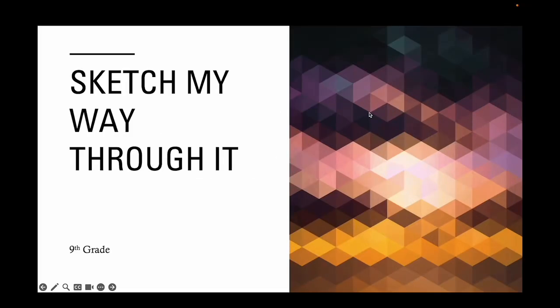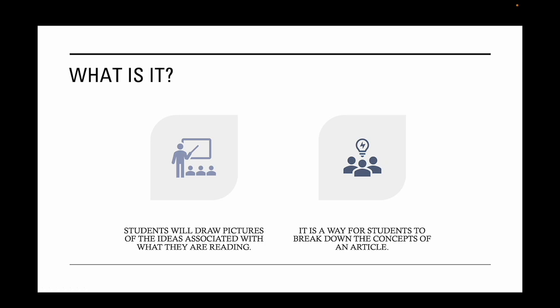All right, guys. So today we are going to be looking through Sketch My Way Through It, a reading strategy, in ninth grade. We are ninth graders today. So, what is a Sketch My Way Through It? Students will basically draw pictures of the ideas associated with what they're reading. It's a way for students to break down the concepts of an article. Really simple way. Sketching out images just helps them think about what they're reading and how to imagine what they're reading instead of just reading it and going over the information.